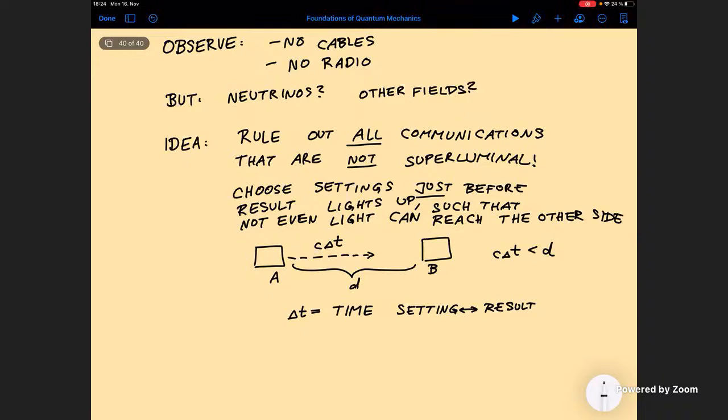And in order to rule out even more fancy ways of communication, such as neutrinos or other undiscovered fields, you did this little trick of testing whether, even if you change the settings very rapidly so that there is no time for even light signals to travel between the boxes, the statistics still hold. This is something I still wanted to write down: even then, the old statistics hold.